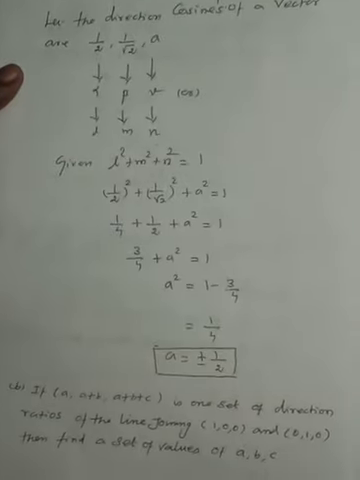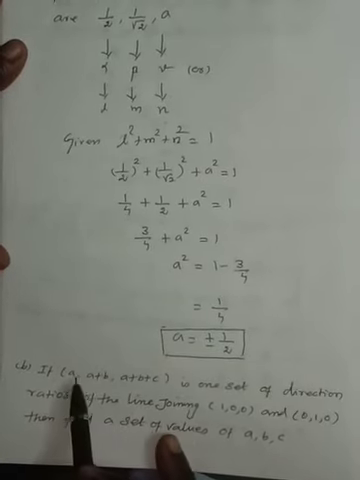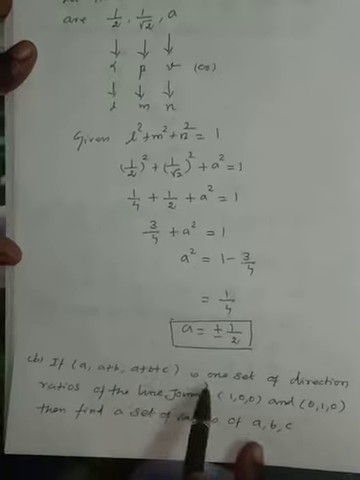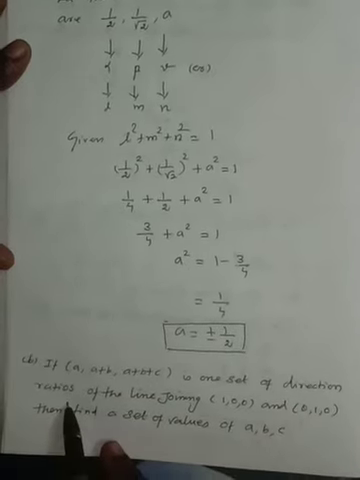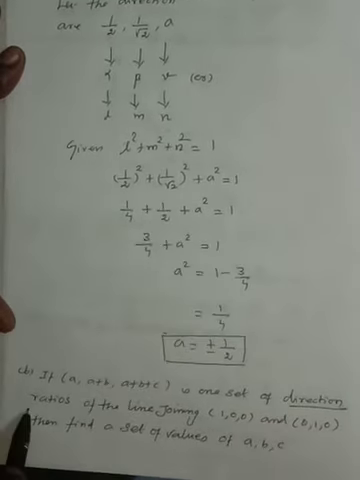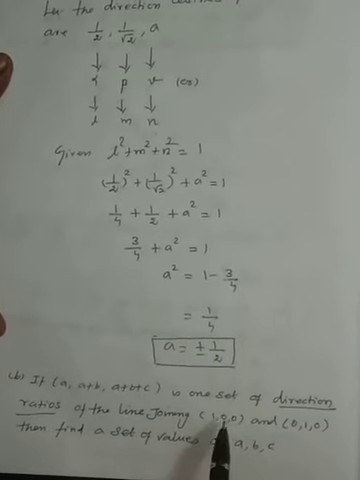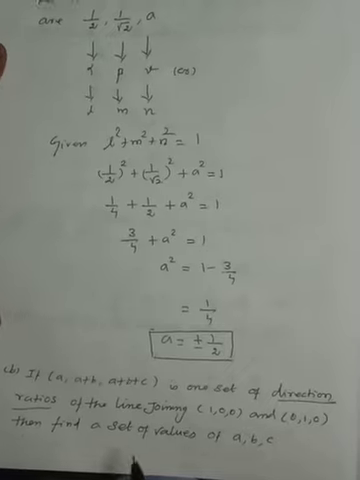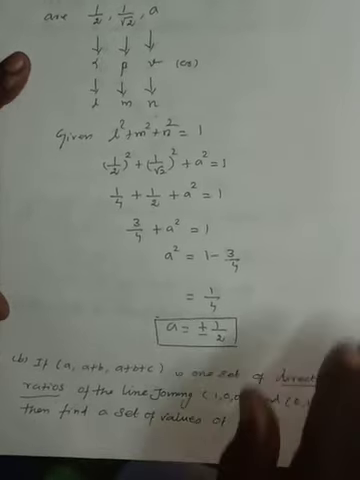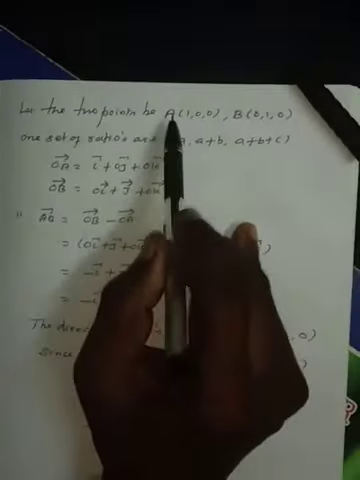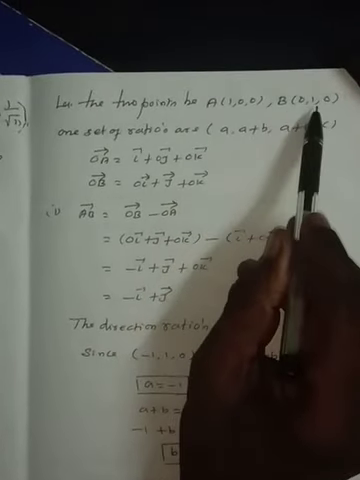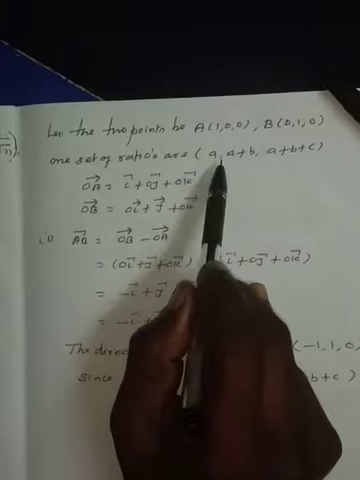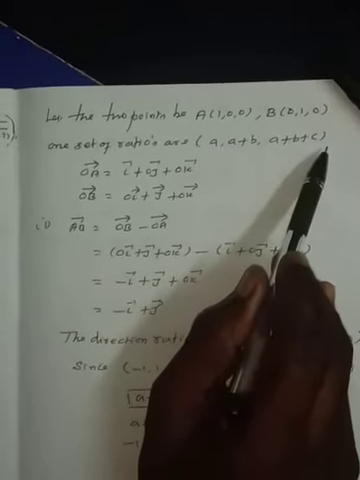Sum number 6. If the point A, comma, A plus B, comma, A plus B plus C is one set of direction ratios of the line joining the points A of 1, 0, 0 and B of 0, 1, 0, then find the values of A, B, C. One set of ratios is given by A, comma, A plus B, comma, A plus B plus C.